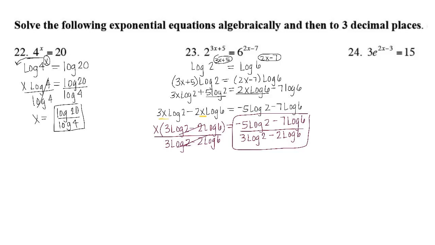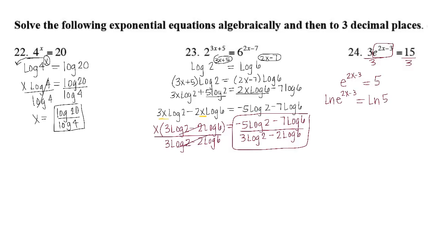For number 24, what we can do first is, since our exponent in question is right here, all of that is e to the 2x minus 3, we can go ahead and divide both sides by 3. So that gives us e to the 2x minus 3 equals 5. Now the difference with e is, instead of the log of both sides, we're going to do the natural log of both sides, because the natural log is just an abbreviation for log base e.